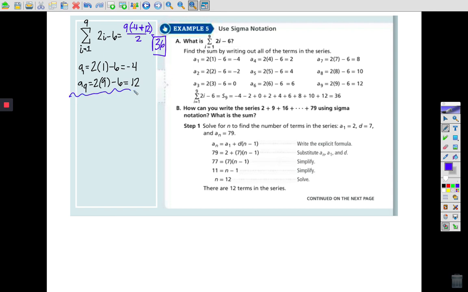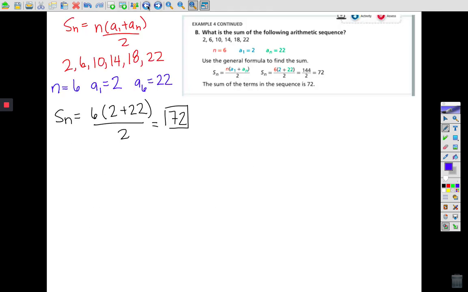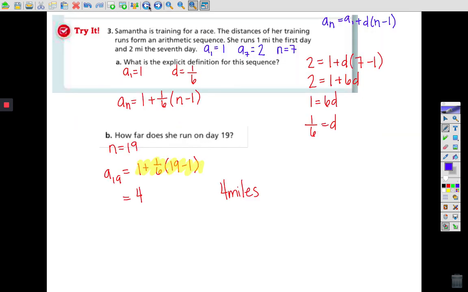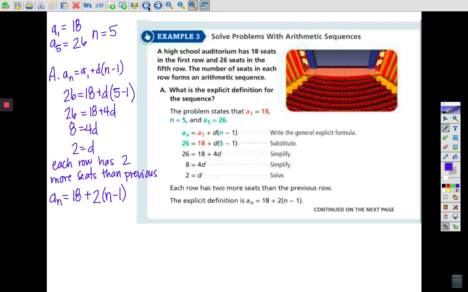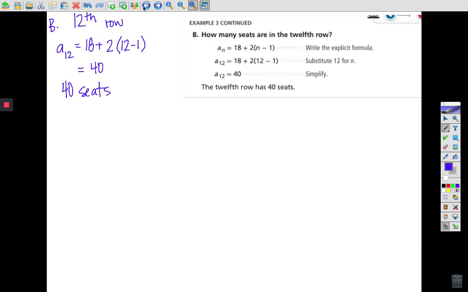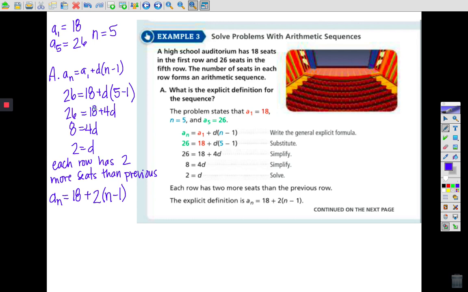I want you to draw a squiggly line under this for part B because it is a little bit longer. And it says, how can you write the series 2 plus 9 plus 16 plus ... plus 79 using sigma notation. And then they want to know what the sum is. Well, that takes us back to this information right here, because we don't know what the difference is, so we don't know what they're going up by each time, and we definitely don't know where it stops.